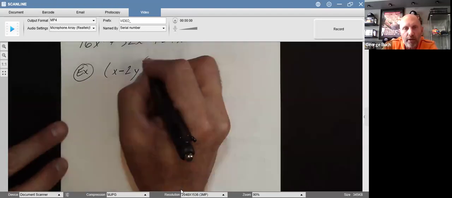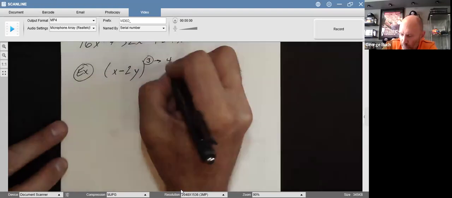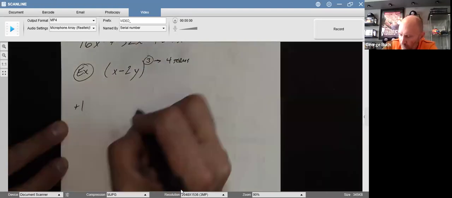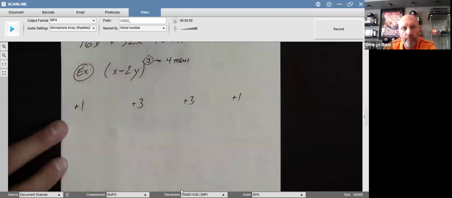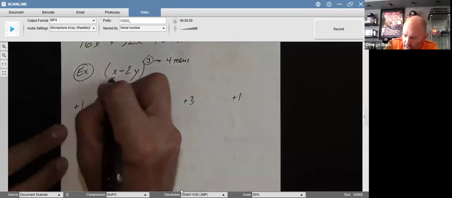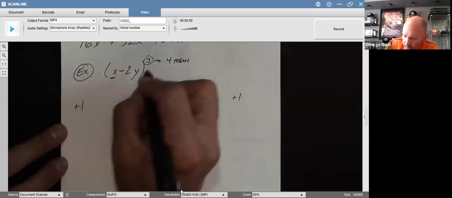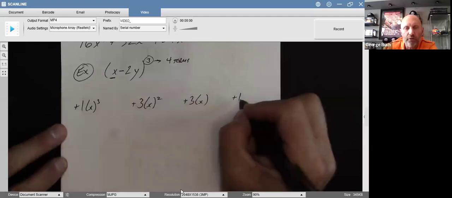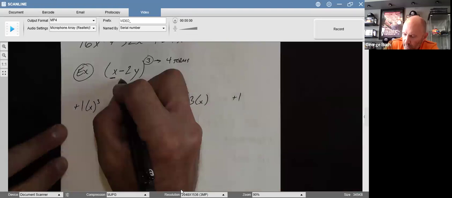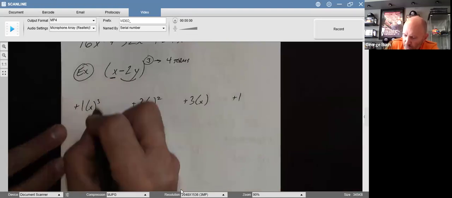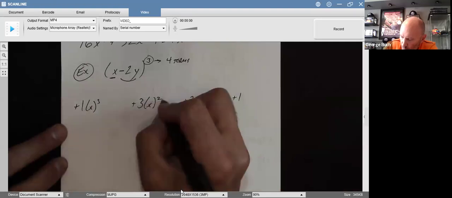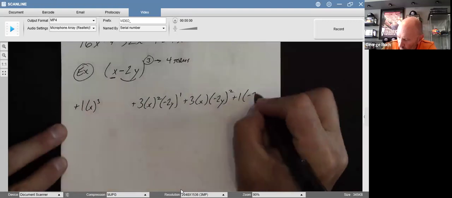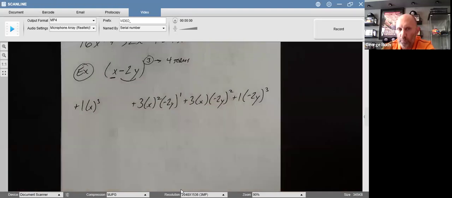First, look at our exponent, 3. That means what? I need 4 terms. So if I look at Pascal's triangle, it's got 1, 3, 3, and 1. My A term here is x. So I start at x to the 3rd, then x squared, then x to the 1st, x to the 0. And then my B term is minus 2y. So minus 2y to the 0, minus 2y to the 1st, minus 2y squared, minus 2y to the 3rd. And now you can see why parentheses are so important here.